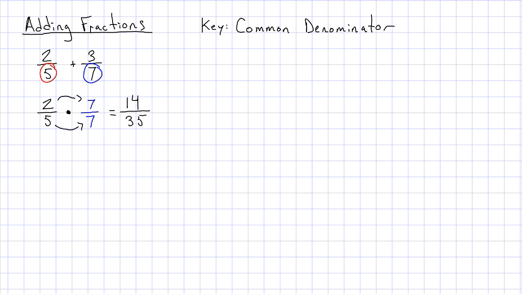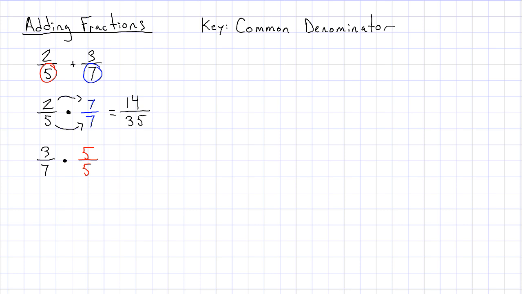The second fraction, 3 over 7, I'm going to do the same thing, except instead of using the denominator 7, I'm using the 5. So instead of multiplying by 7 over 7, I multiply by 5 over 5. Once again, that number 5 is coming from the denominator of the other fraction. And I'm choosing 5 over 5 because I don't want to change the value. I just want to change the form.